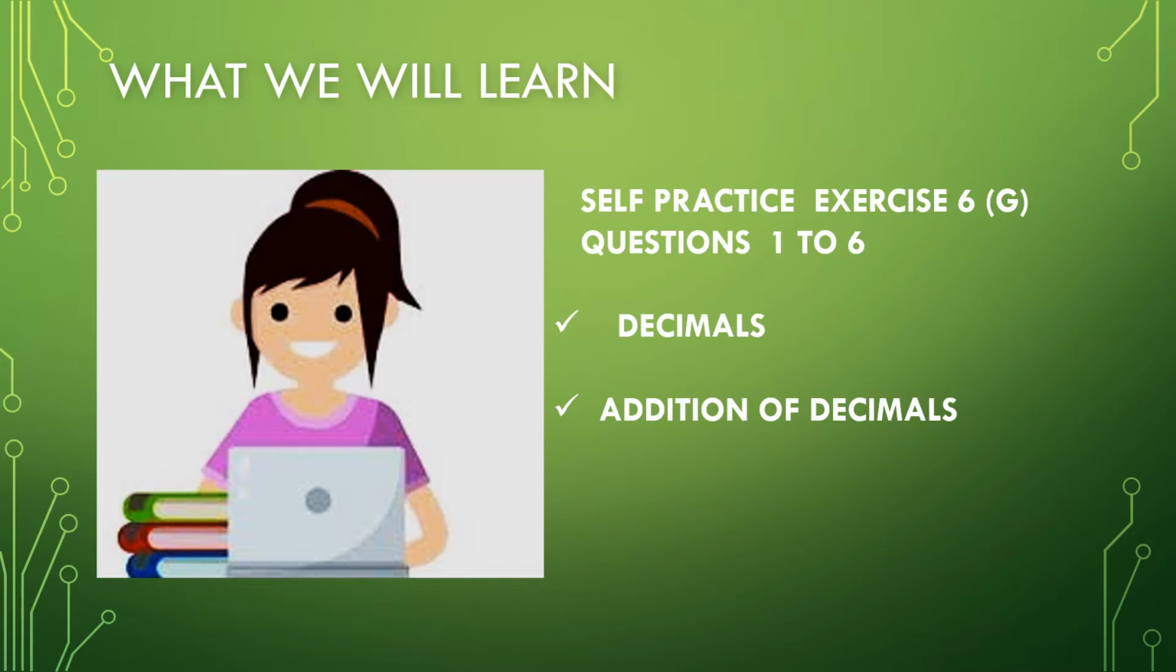What we learn today? Today we learn and solve self practice exercise questions 1 to 6, self practice 6G, and chapter name is Decimals and topic is addition of decimals. Let's solve some questions.